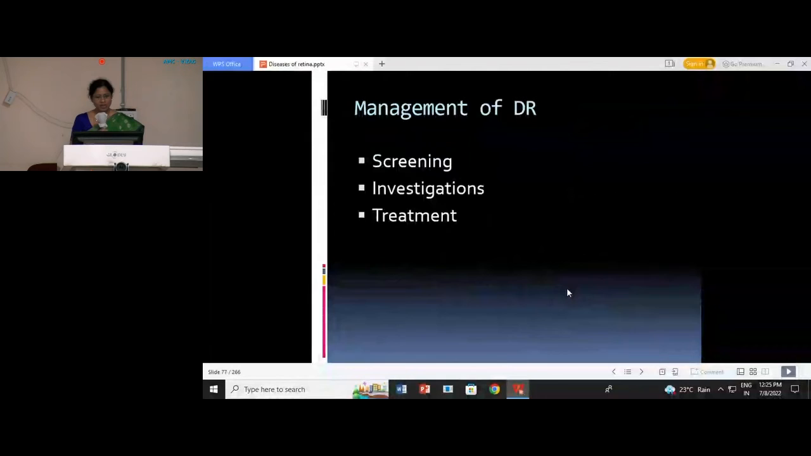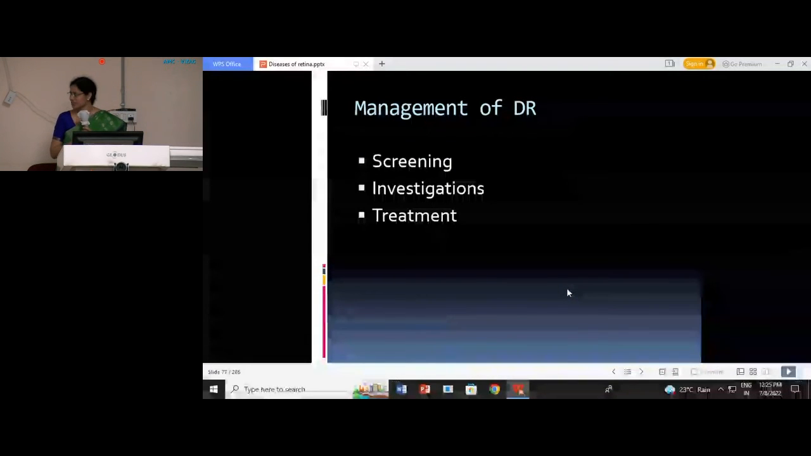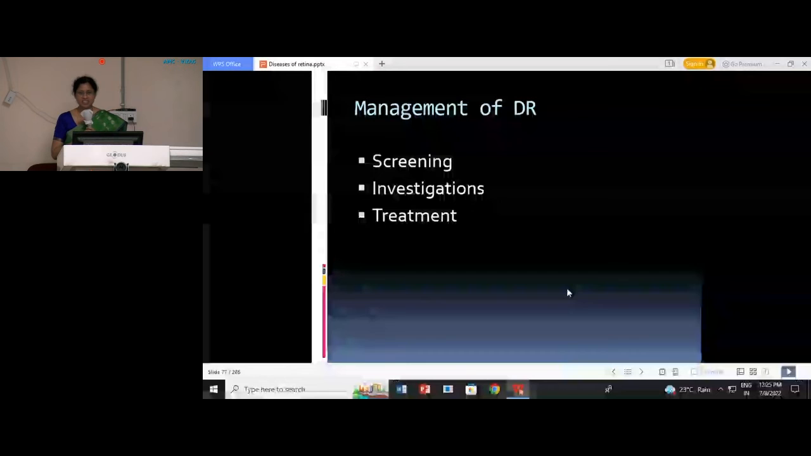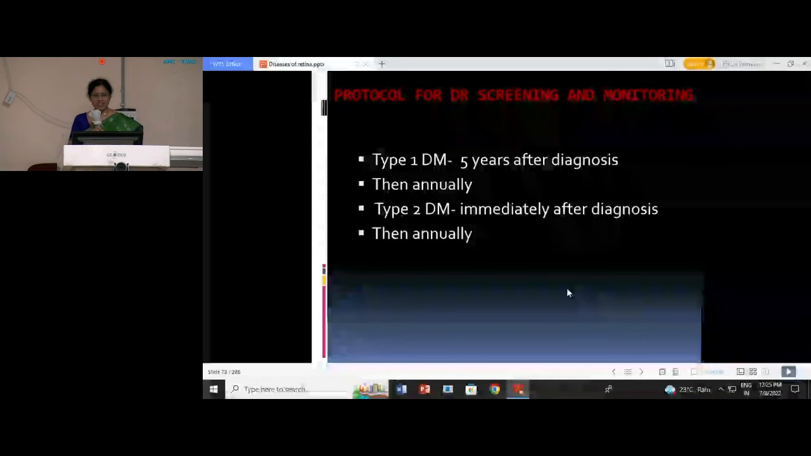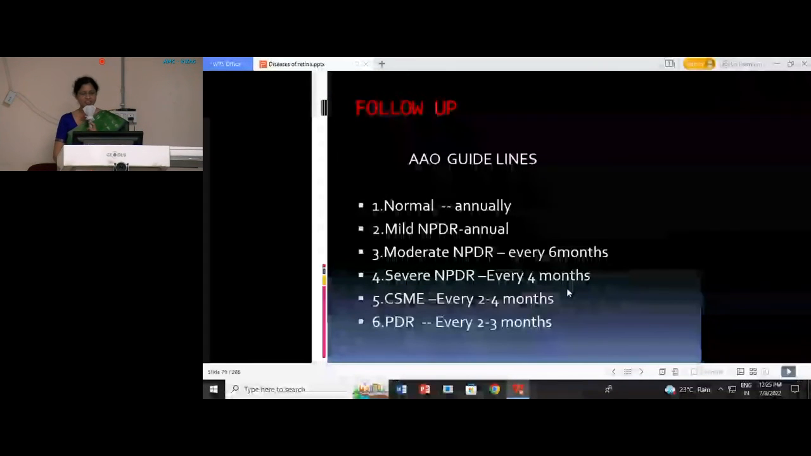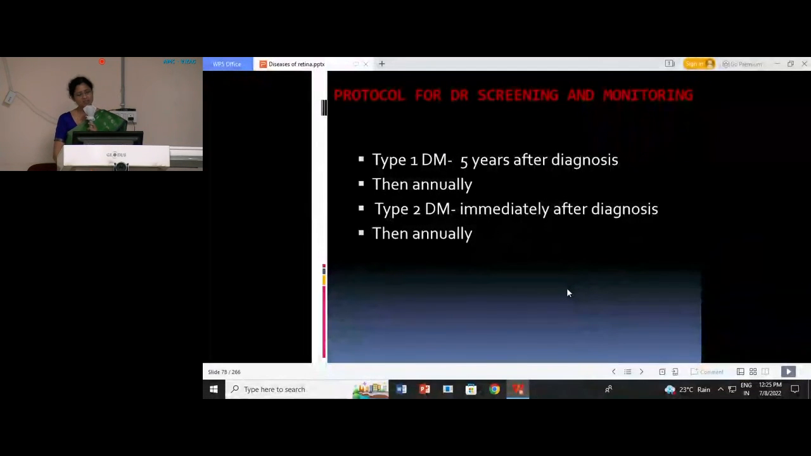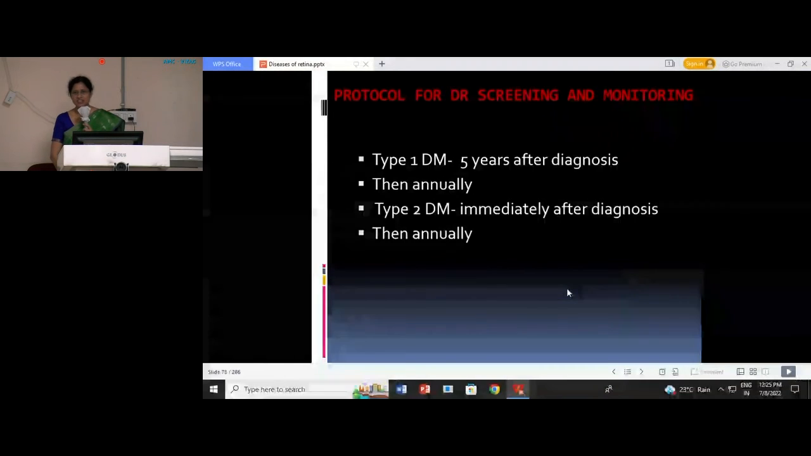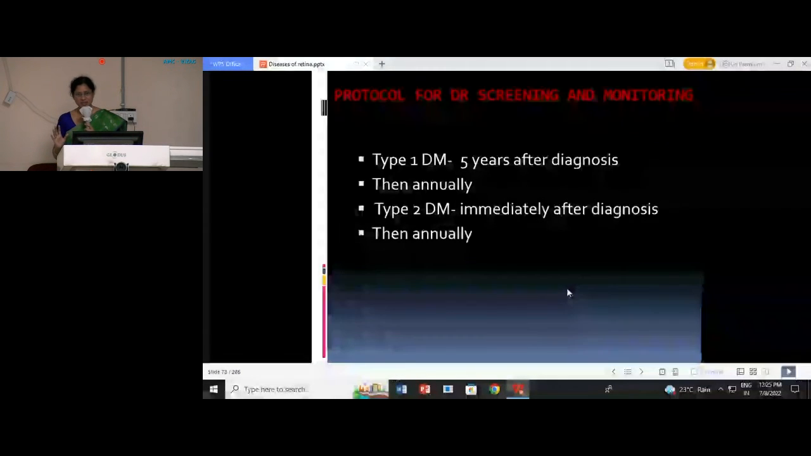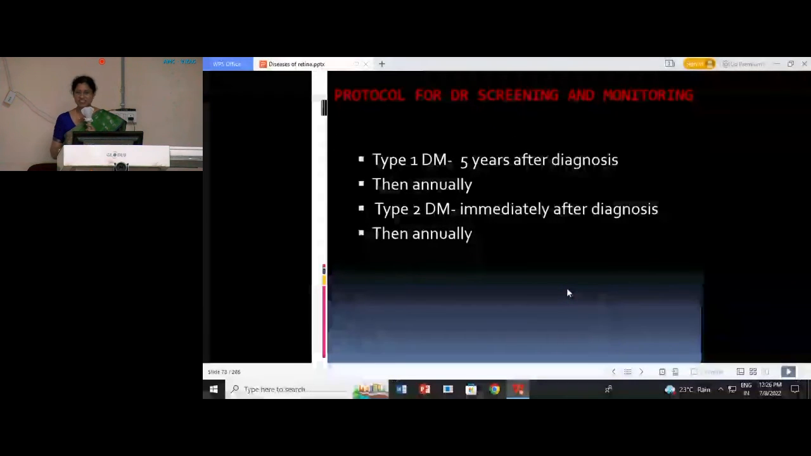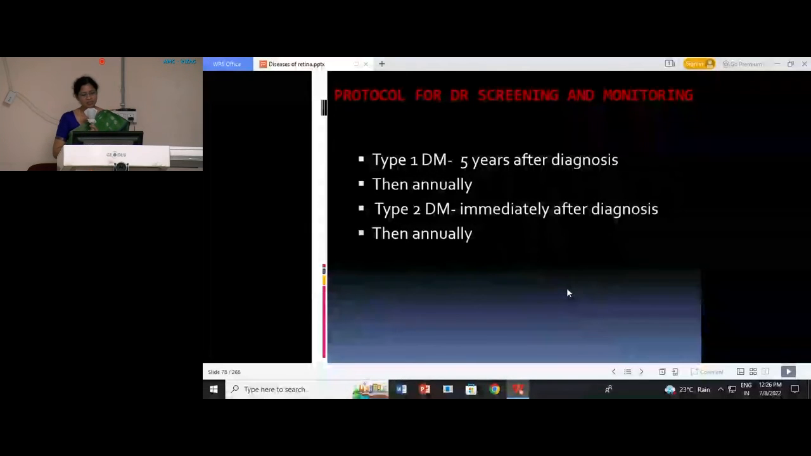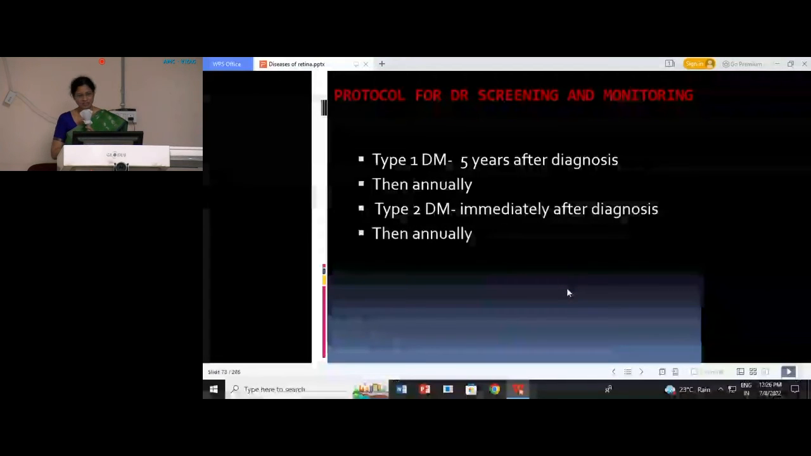Then coming to the management of diabetic retinopathy. It includes screening, investigations and treatment. Then coming to the screening, what is the protocol for diabetic retinopathy screening and monitoring? In type 1 diabetes, 5 years after diagnosis, the patient should have a dilated retinal examination, and then annually he should be examined. And in type 2 diabetics, immediately after diagnosis, they should have a retinal examination, then annually.